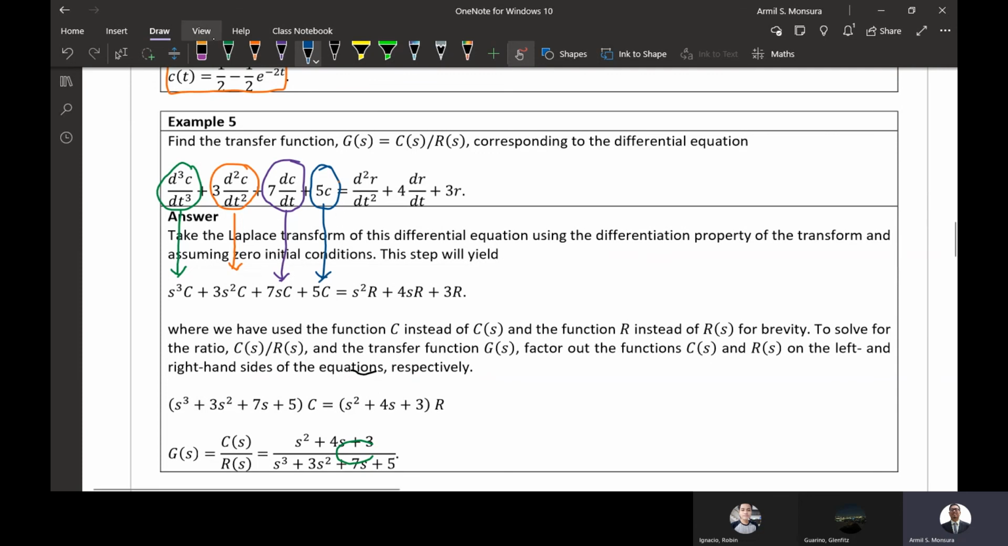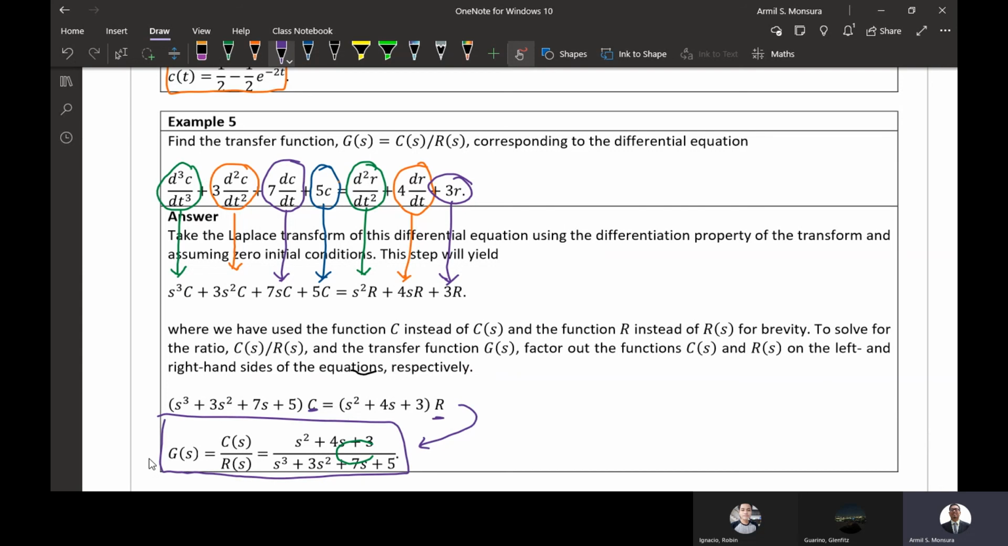Then, on the right side, the same. So the Laplace transform of your first term, this one. Okay. Next, the Laplace transform of the second term, this one. And finally, the Laplace transform of the last term, this one. Okay. Then, after which, factor out the C and factor out the R on the left and right side respectively. And then, simply solve for the ratio. So, that will give you the transfer function. So, this will now be our transfer function.